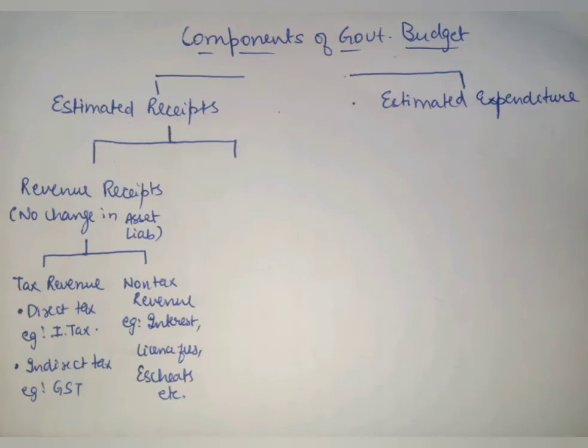Non-tax revenue. Apart from collecting taxes, government also has other sources of general collection, which include interest on loans given by it, license fees, escheats, challans, etc. Escheat means the claim of the government on the property of a person who dies without having any legal heir or without leaving a will.